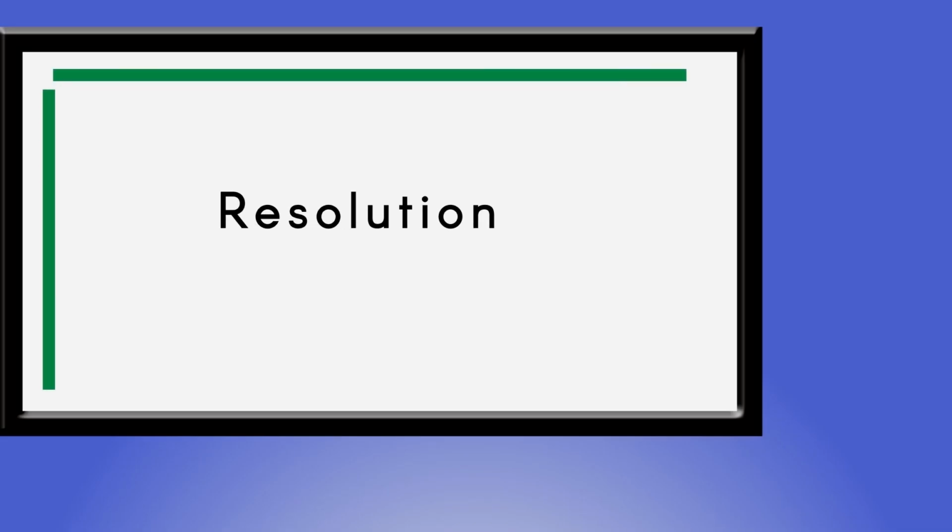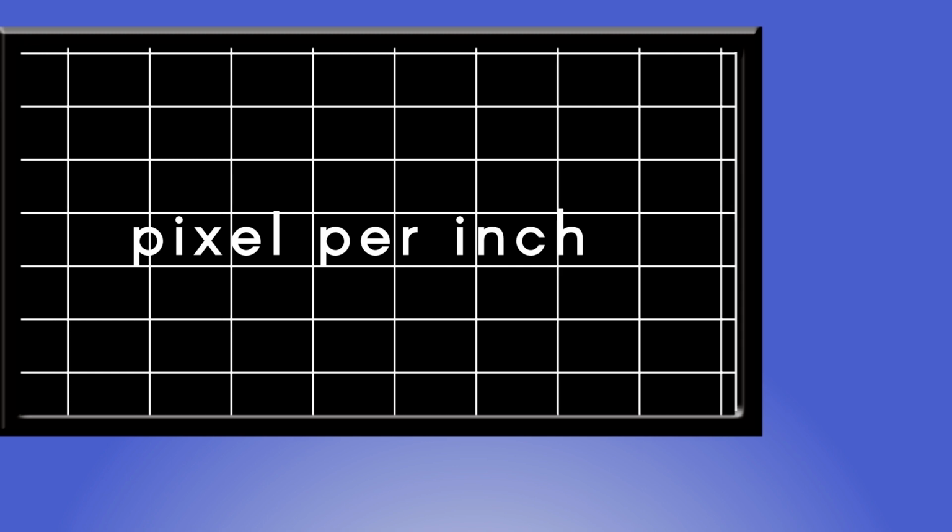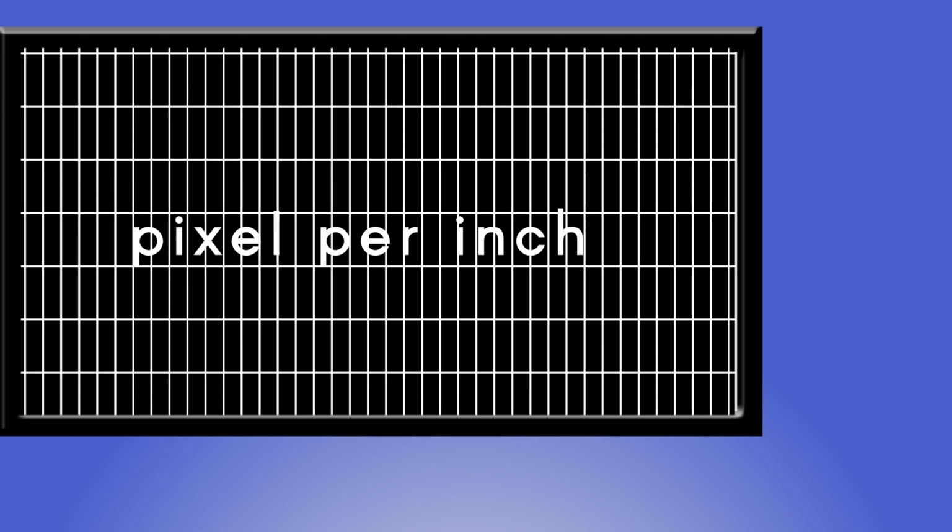There is a very big relationship between resolution and raster. Resolution means how many pixels are there per inch. The more pixels there are per inch, the better the quality of the raster.